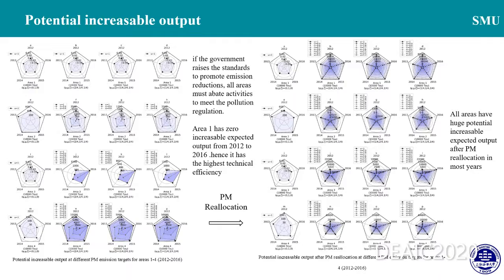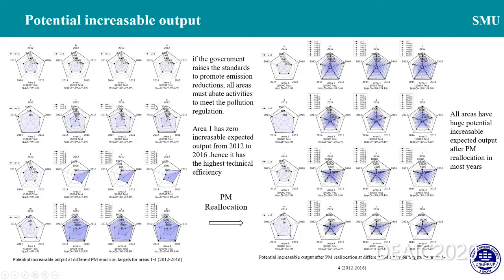Firstly, even if a stringent emission standard is in effect, almost all areas still have potential increasable desirable output, as long as they are willing not to choose a vertical direction. The vertical direction is pictures A, E, I, and M here, and the non-vertical direction is the other pictures.